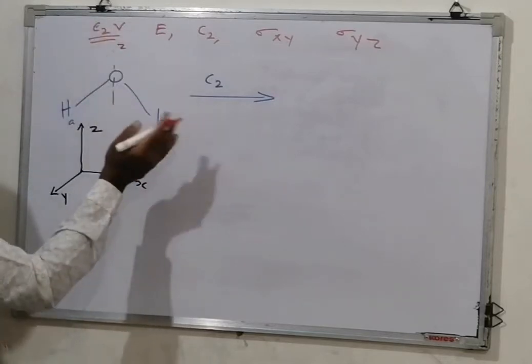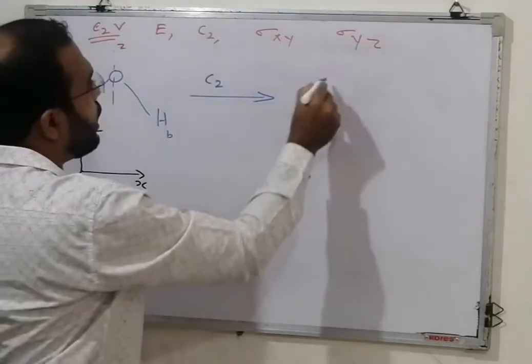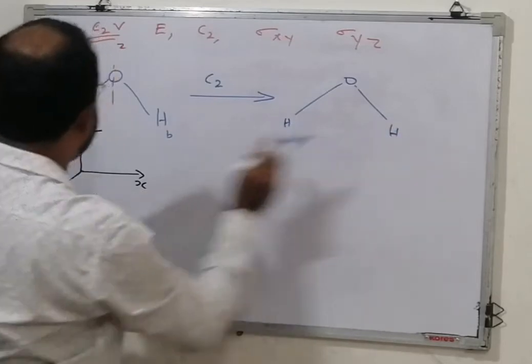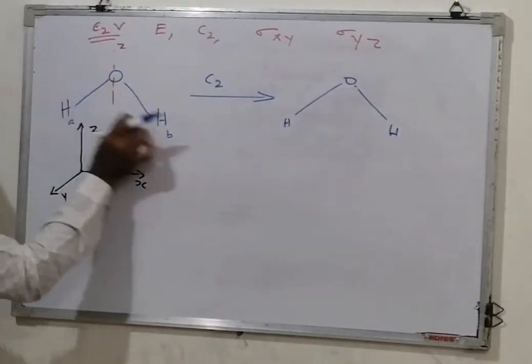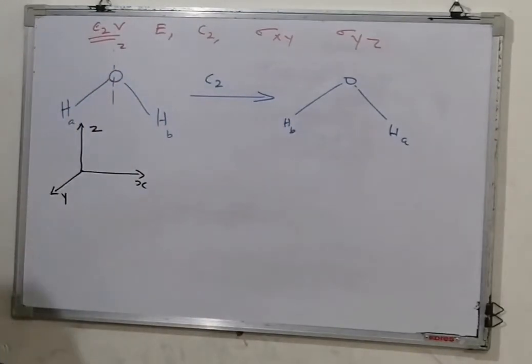You just rotate. After the rotation, 180 degree rotation, hydrogen here, but after the rotation, 180 degree, this hydrogen will come here. And this will be here. Okay.